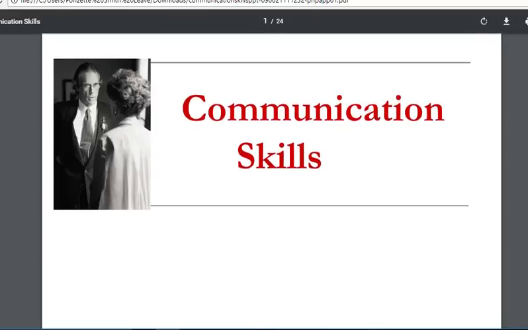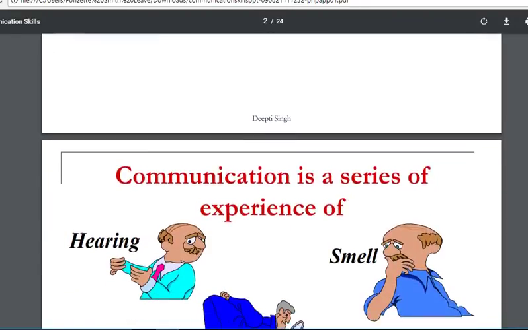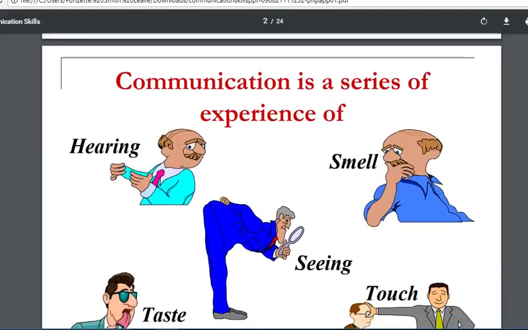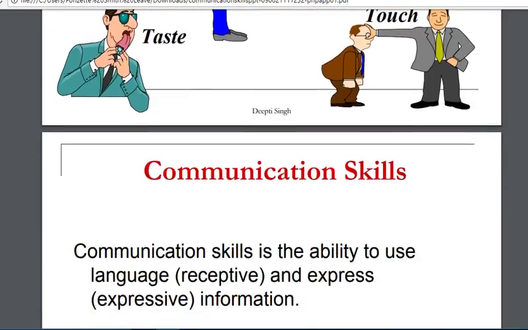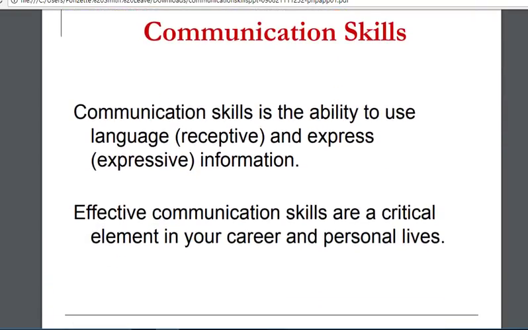Communication skills. Communication is a series of experiences of hearing, smell, seeing, touch, and taste. Communication skills is the ability to use language, receptive and expressive information. Effective communication skills are a critical element in your career and personal lives.